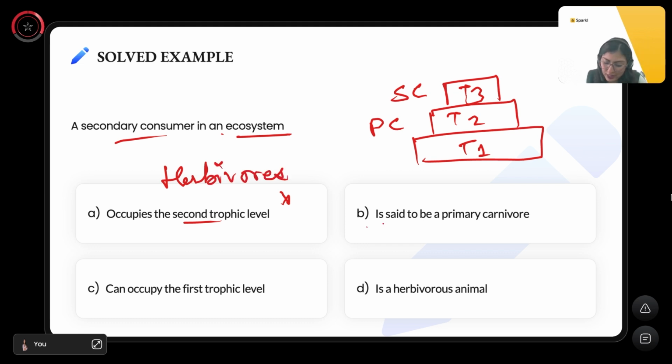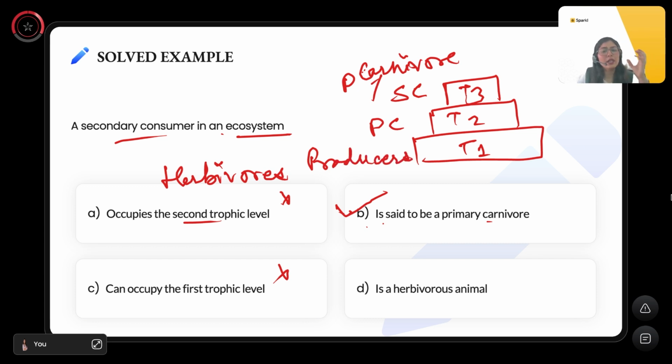Second option says it is said to be primary carnivore. Now here this is a correct statement because secondary consumer is a primary carnivore. Okay. Third option says can occupy the first trophic level. No, not at all. वो तो हमेशा producers ही रहेंगे because they have the ability to fix the solar energy and convert it into organic matter, food. The option says is herbivorous animal. Not at all. Is it clear? Let us move on to the next question then.